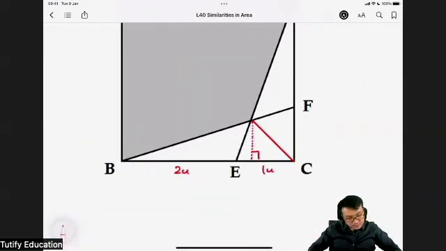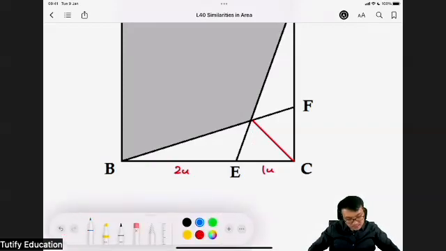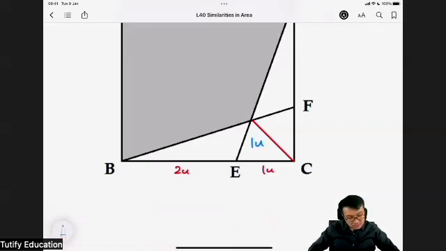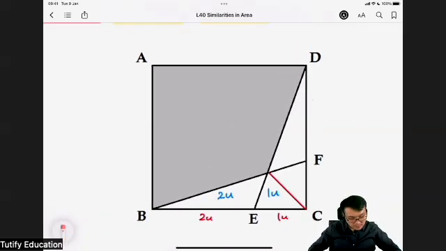So, if I do this, what can I do? I already know they have the same height. I can immediately say that the area here is 1 unit and the area here is 2 units. Okay, students? Same thing for this one here. 1 unit here, 2 units here. Okay?